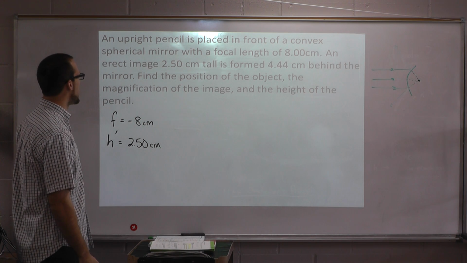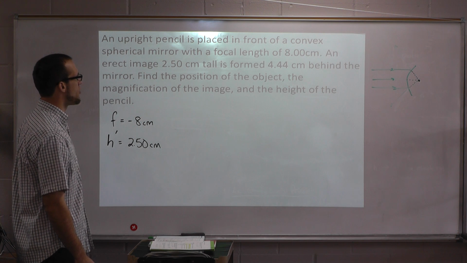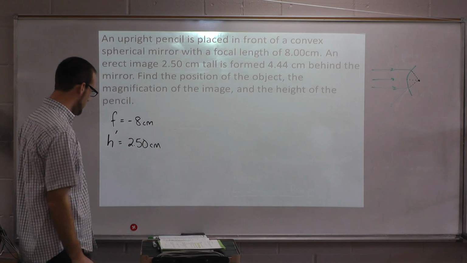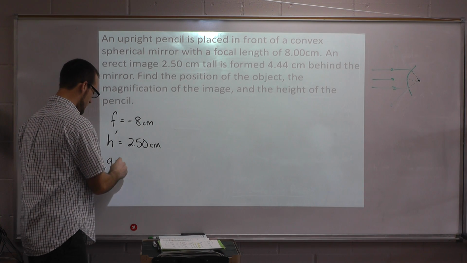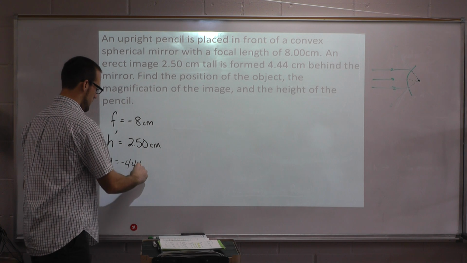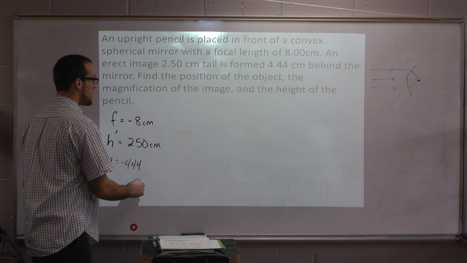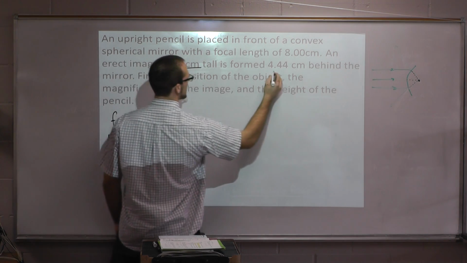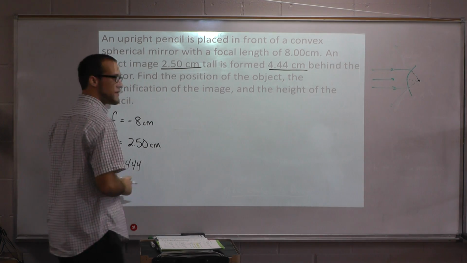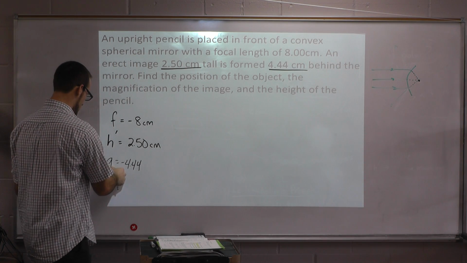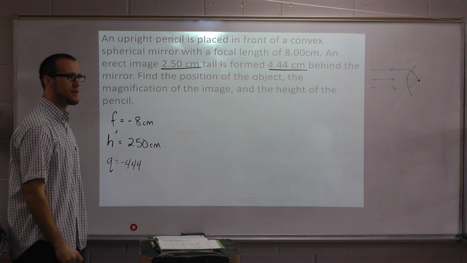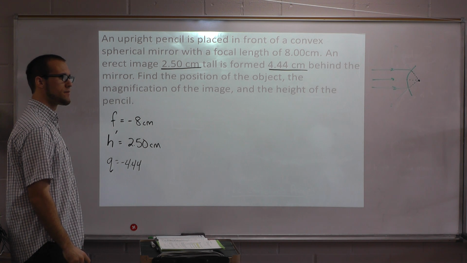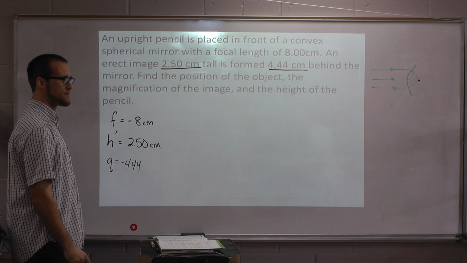Okay? So an image is formed 4.44 centimeters behind the mirror. Ah, we got another behind. So what do I have to do? Negative? Yep. Wait, so is that H prime? Why is it not H? No, this distance. This is your image height. This is where your image is forming, so that would be Q. Q is where it's being formed. Q is image distance.